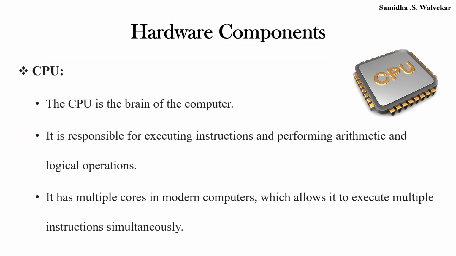Now let's take a closer look at the hardware components that together make up computer architecture. In that we'll see the CPU, that is the central processing unit. As we all know, the CPU is the brain of the computer. It basically executes the given instructions and performs operations like arithmetic and logical. Modern computers have multiple cores which allow them to handle more tasks simultaneously.